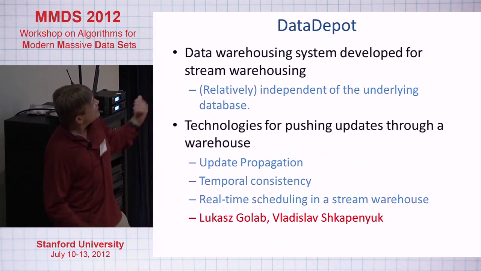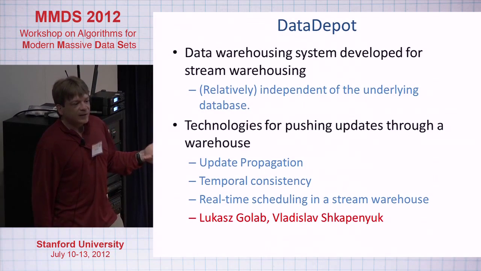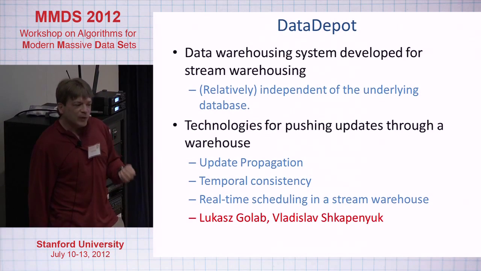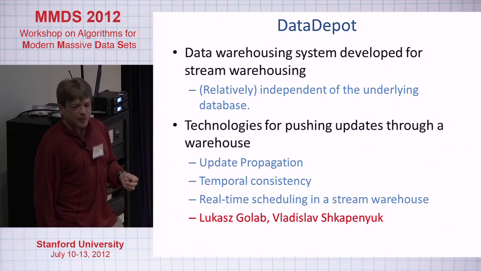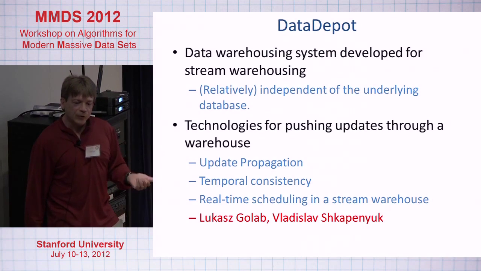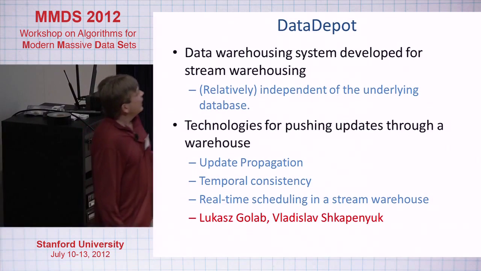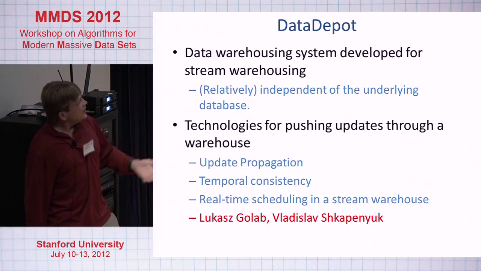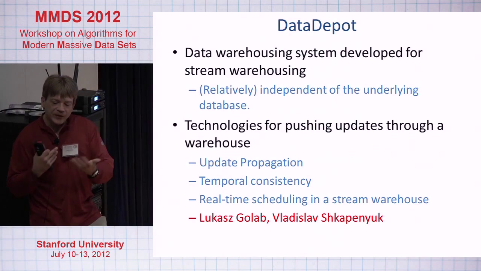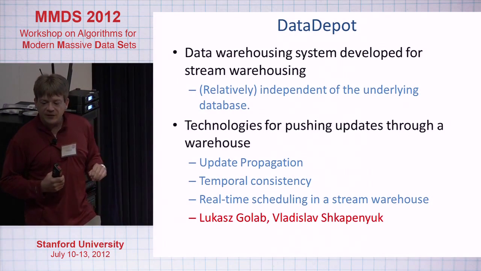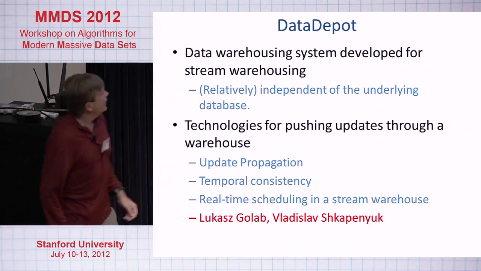So it's a data warehousing system developed for stream warehousing. It's designed to be, at least the ideas are pretty much independent of the underlying data warehouse. There's a few things I assume. I assume that I have access to some kind of multi-version concurrency control. And what Data Depot is really all about is a technology for pushing updates to receiving all the time through your database, through all parts of your database.